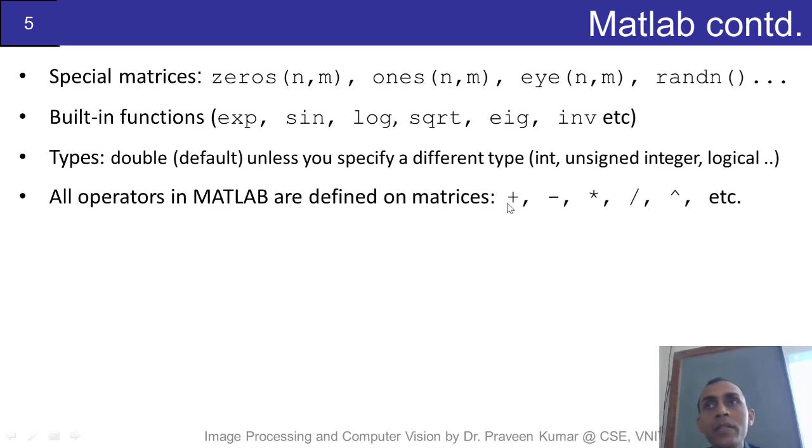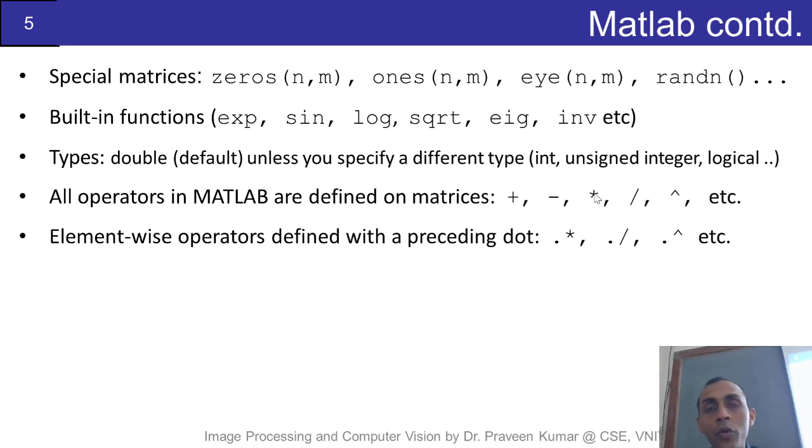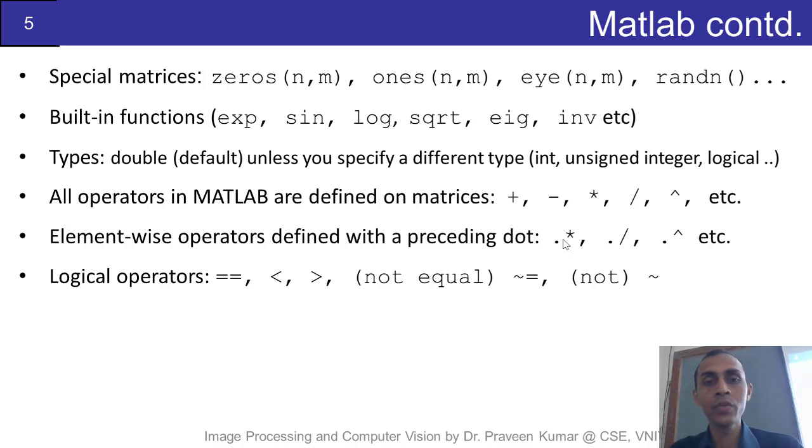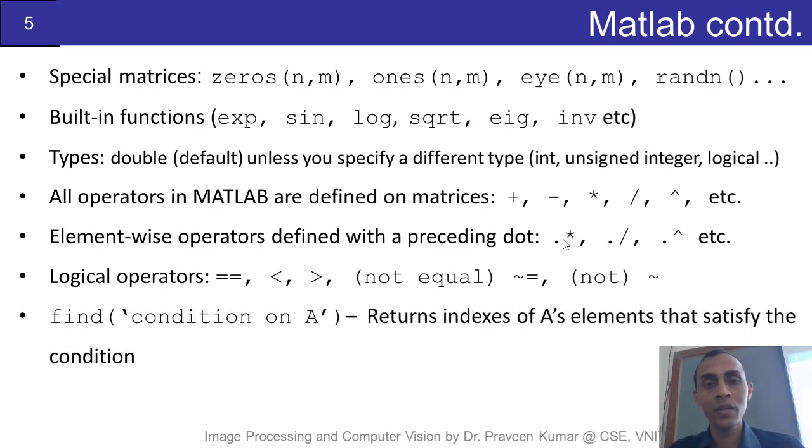Similarly, all operators like plus, minus, arithmetic operators, are defined on matrices. So if you do A star B, it will do a matrix multiplication. If you want to do an element by element multiplication, then you can use dot star. So you can precede that operation with a dot, then it will do a scalar arithmetic rather than the vector arithmetic. And you can use logical operators. The symbols may differ a little bit.